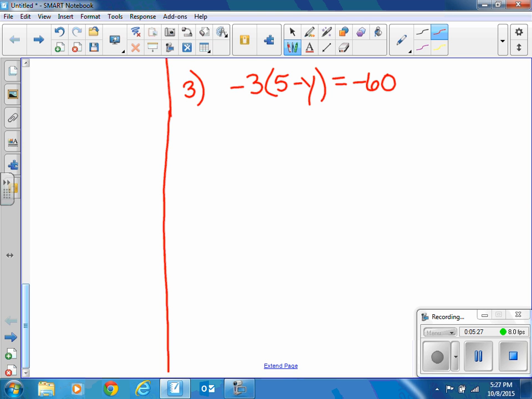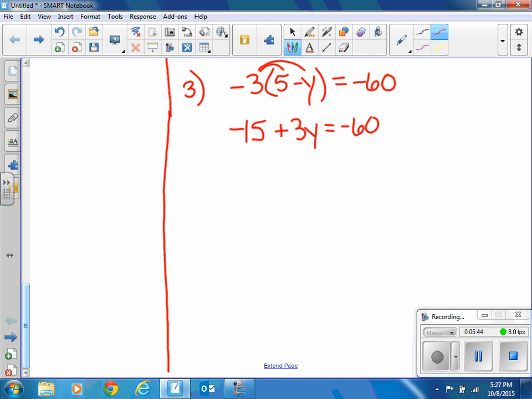All right, first step again is we are going to distribute. So we need to distribute this negative 3 to each of those terms. Negative 3 times 5 is a negative 15. Negative 3 times a negative y is a positive 3y. And we're left with this negative 60 on the right-hand side.